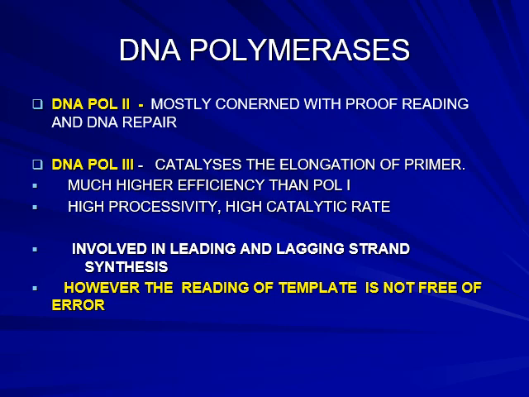The DNA polymerase 3 is the one which has a high catalytic activity and very high processivity. That is, it is able to add nucleotides at a very fast rate and bring about the further elongation of the primer. So its efficiency is much higher than polymerase 1, and it is utilized in the synthesis of both leading and lagging strand. But the reading of the template is not free of error.